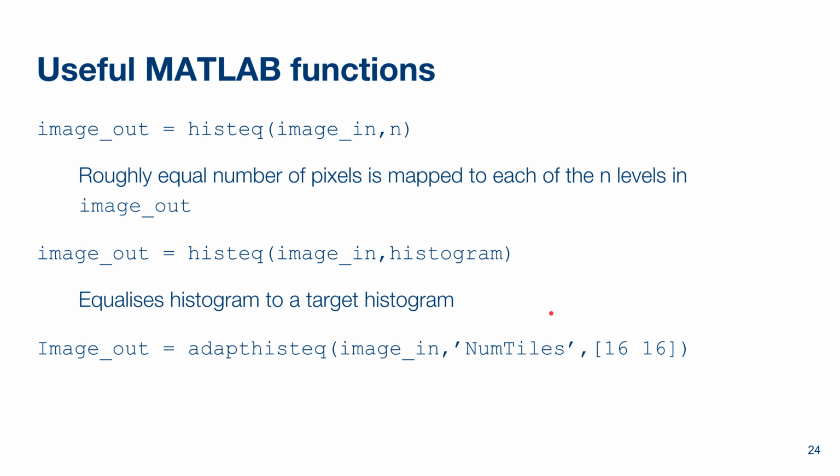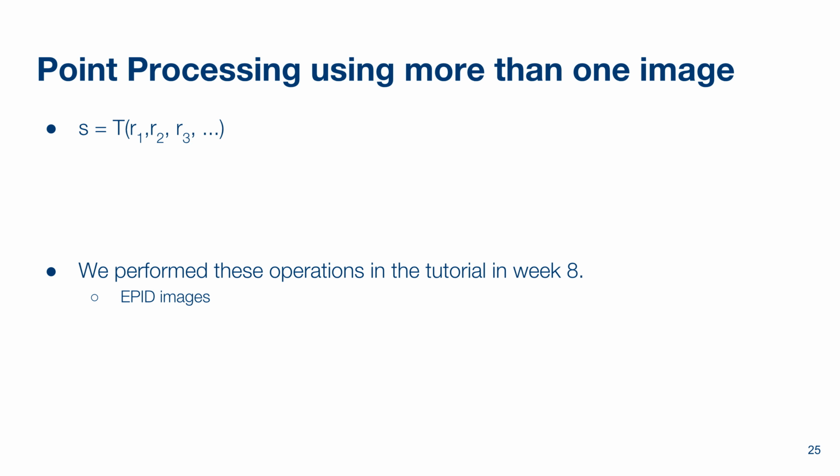Tiles, as it's called in the function, and we tell it the number of tiles that we want. In this case, we're going to divide the image up into 16 by 16 tiles, and perform a histogram equalization on each of those tiles, regions of the image, separately. So that's contrast stretching and histogram equalization, adaptive histogram equalization.